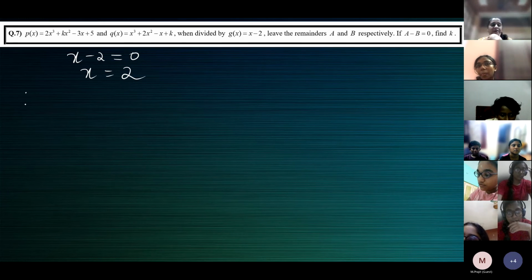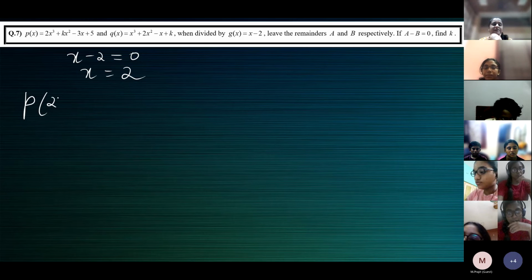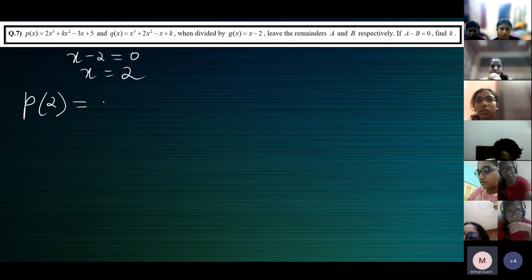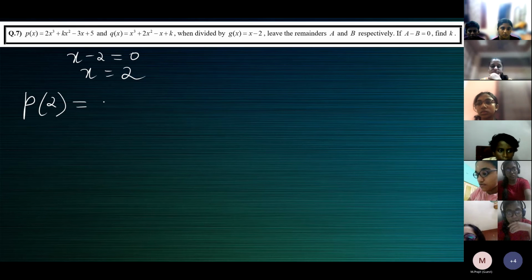Now, when you find P of 2, the dividend is P of X. In place of X, use 2. When you find P of 2, you will get the remainder when P of X is divided by X minus 2. And what is the remainder? A, ma'am. What? A. The remainder is A.